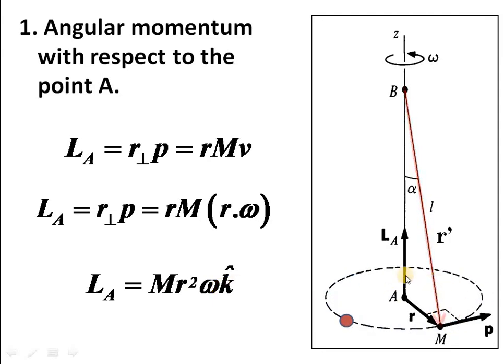What is k cap? From the diagram it is obvious that since the bob is moving in anti-clockwise direction, the direction of LA will be upward. That is given as k cap, towards upward. Okay. So we got the value of LA.